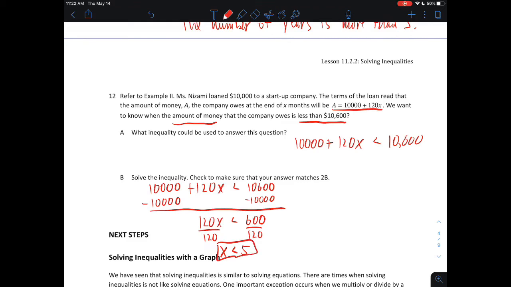And notice that your solution here is X is less than 5, which is the same solution we had earlier. We needed the number of months to be less than 5.